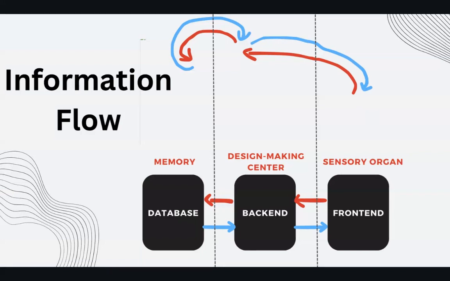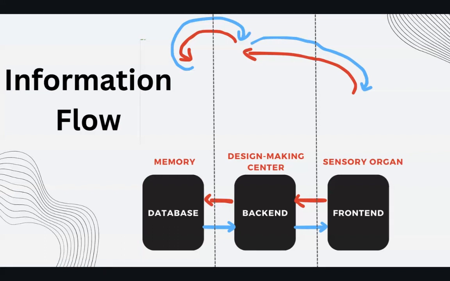Here's where our mental map gets fascinating. When a request reaches the back end, it may need to fetch or store data, but the back end doesn't hold this data. It must communicate with a database to retrieve or save information. After processing, the back end sends a response back to the front end, either the requested data, a confirmation of successful operation, or an error message.